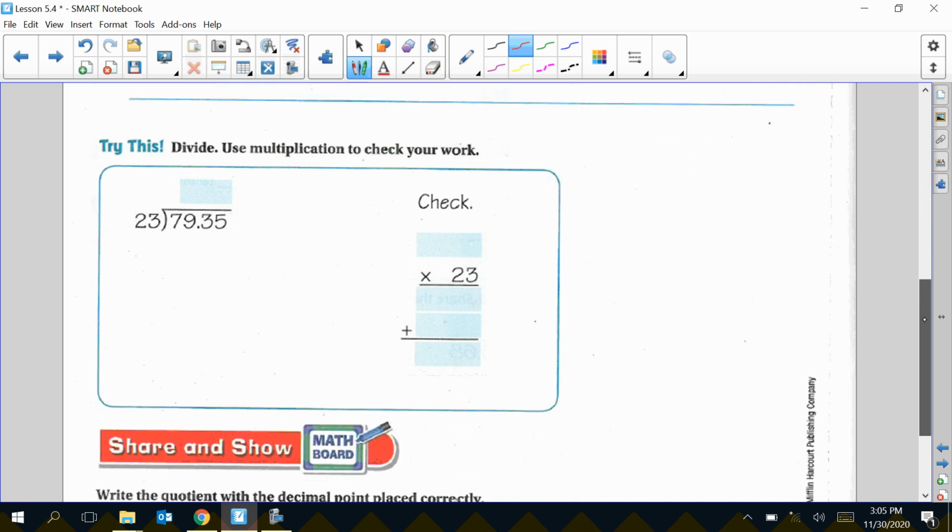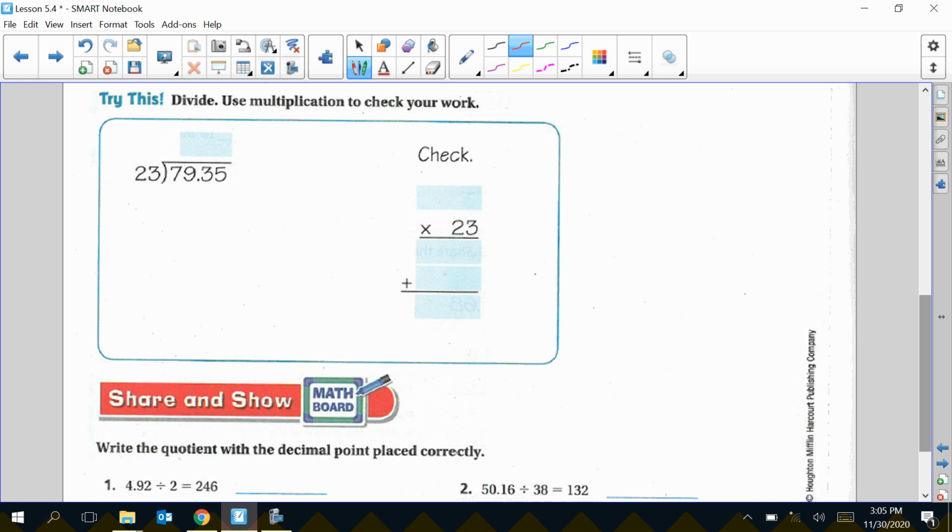We're going to skip down to the try this. We have 79 and 35 hundredths, and we're going to divide this by 23. A lot of students like to, on decimal division problems, put their decimal point in their answer even before they start, which is an option if you would like to take this decimal point and place it straight up into your quotient. Then you don't have to worry about putting it there at the end. Remember to make sure that you have every digit lined up for your quotient above the number that you're dividing in your dividend. So let's look.